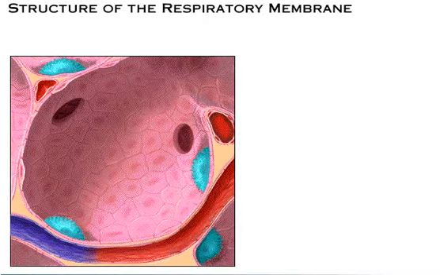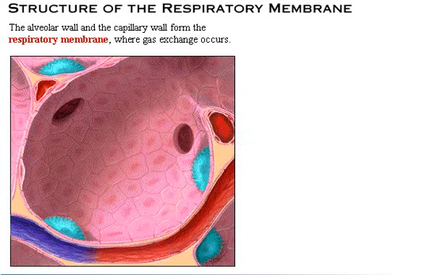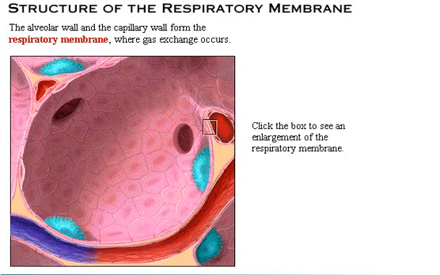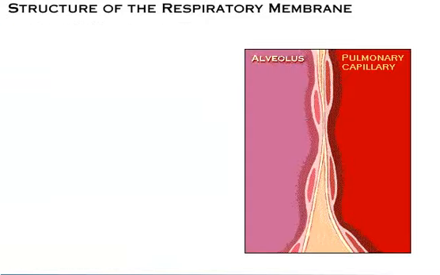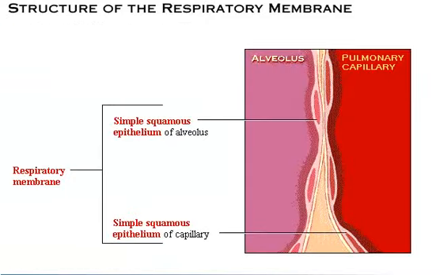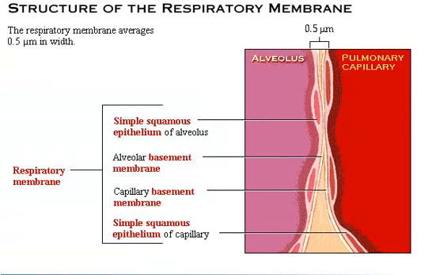Now let's examine the wall of an alveolus and the wall of a capillary. Together, these walls form the respiratory membrane, where gas exchange occurs. Click the box to see an enlargement of the respiratory membrane. The respiratory membrane is made up of 2 layers of simple squamous epithelium and their basement membranes. This membrane is extremely thin, averaging 0.5 micrometers in width.